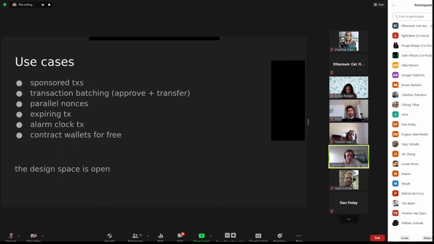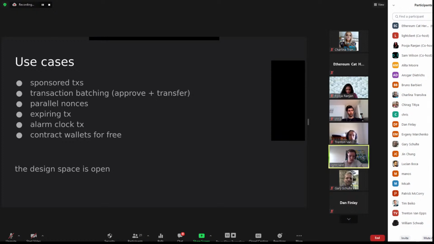Some of the use cases we talked about, but generally sponsored transactions, batching. There's ideas of having parallel nonces, transactions that expire, alarm clock style transactions, and generally just having contract wallets for free. This is a really open design space, and I'm pretty curious to see what some of the people who are working more closely with wallets and user experience can come up with here.